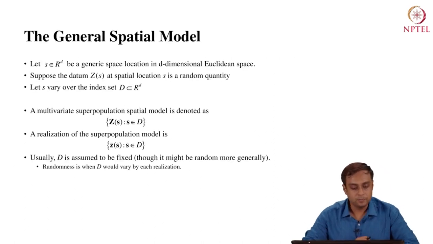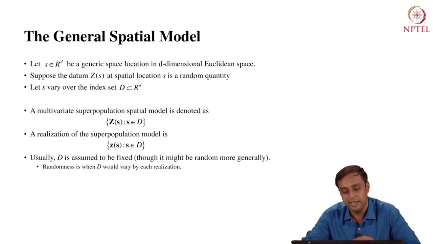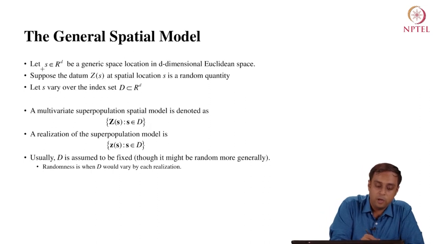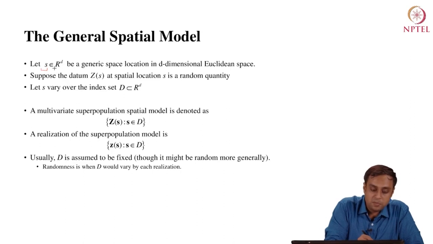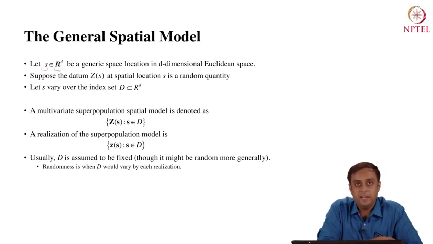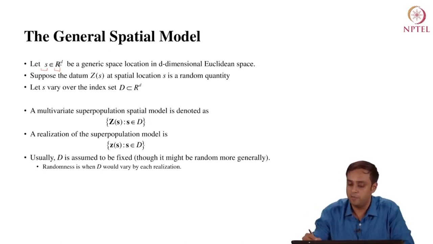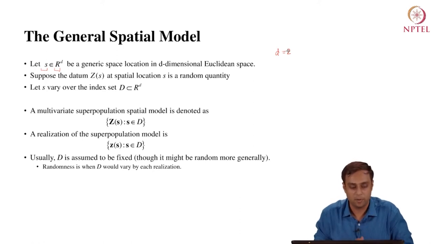Okay, so let's come to a general spatial model. A general spatial model, first of all, has a space, a generic space location in d-dimensional Euclidean space. So when we say this, we have said quite a bit. First of all, we have said that location will be indexed by s, and s will be part of a d-dimensional real space. Whenever we see this generalized d, we just set d equals 2, and we start to develop our concepts from there.